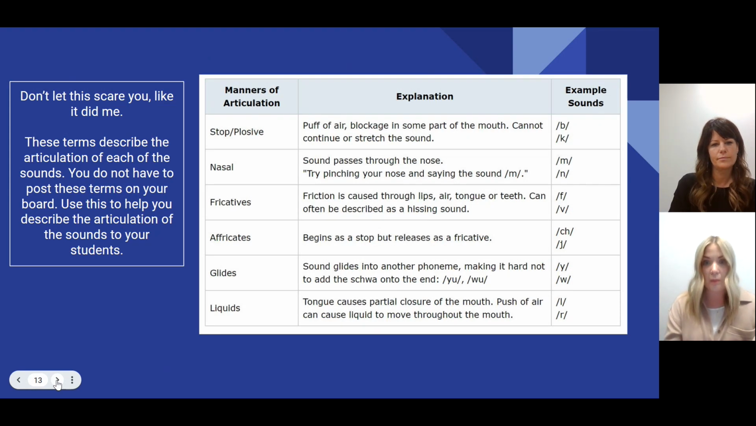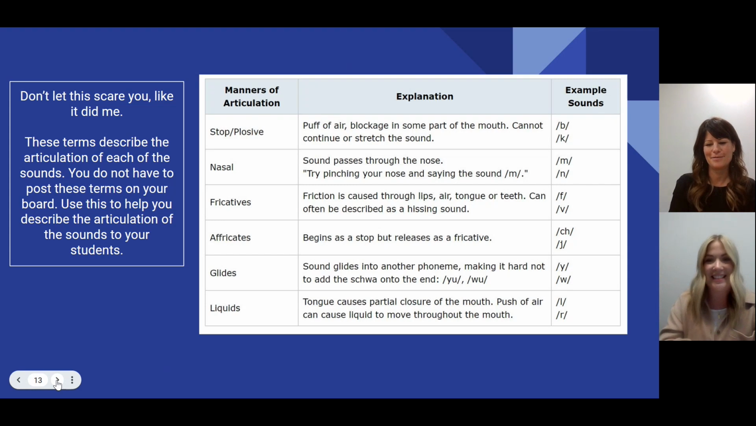The first one are the stops. So that's where, when you're creating the sound, there is a puff of air that actually comes out of your mouth. So if you put your hand right in front of your mouth and create the sound B, you'll actually feel the air hit your hand as that puff comes out. There's also voiced and unvoiced sounds within each one, but we're just going to keep it pretty general and talk about just the groupings. The second one are the nasals. And so these are the sounds that you'll actually feel vibration in your nose. So the sound passes through your nose, and try pinching your nose and saying those sounds. M and N.